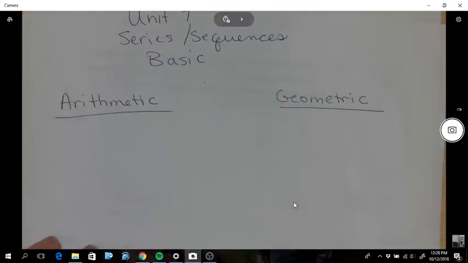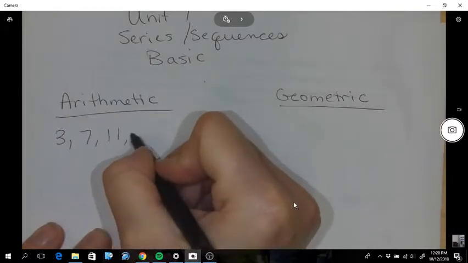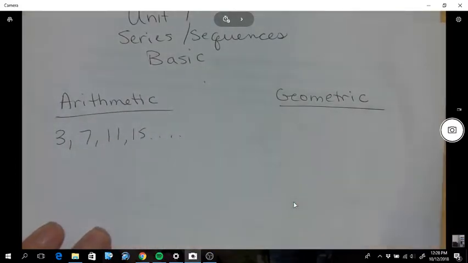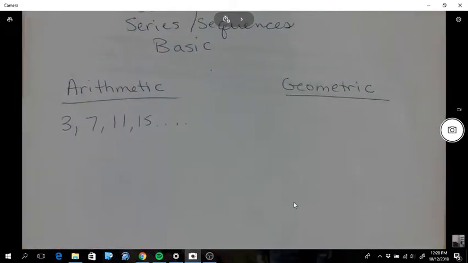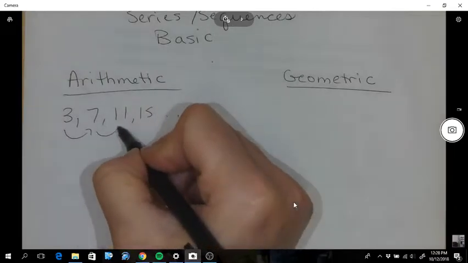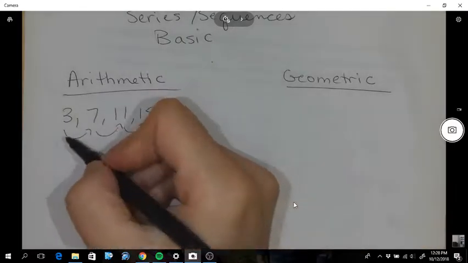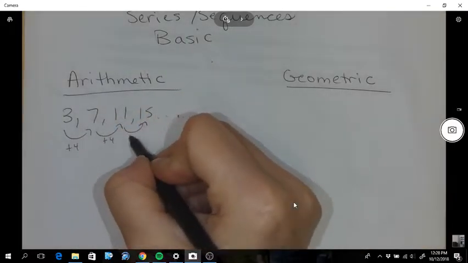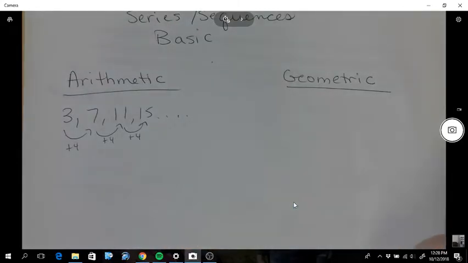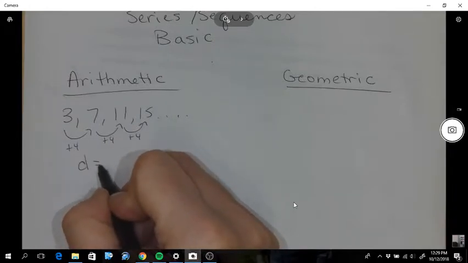So I'll give you an example of an arithmetic one. We're going to go 3, 7, 11, 15, etc. So this is an arithmetic pattern. Describe to me what's going on from here to here, here to here, here to here. Should be the same thing. If you can see it, every single time you go up, you're adding 4. What we're going to call this 4 is the difference. So the D is equal to 4.